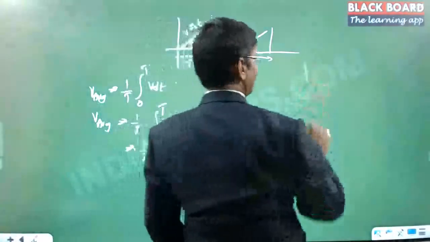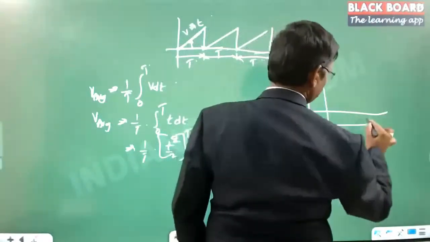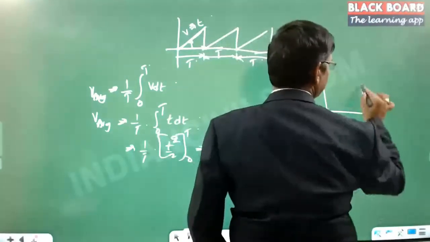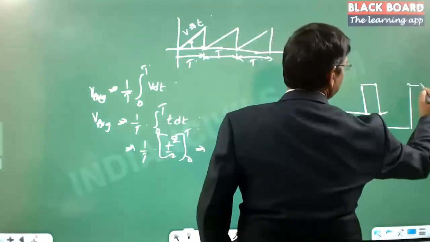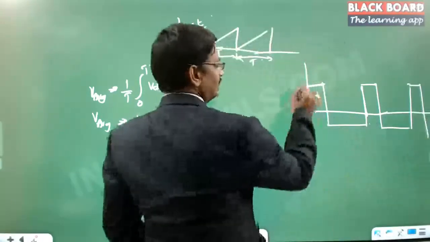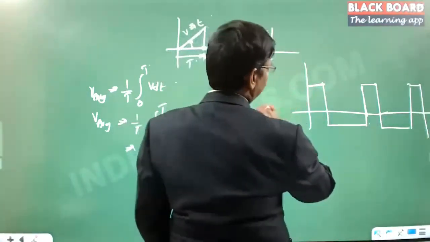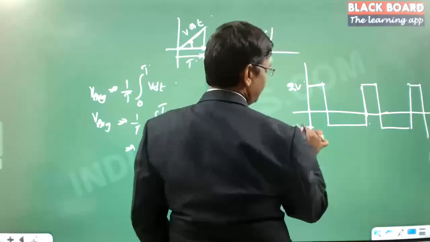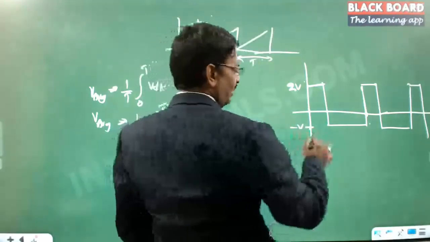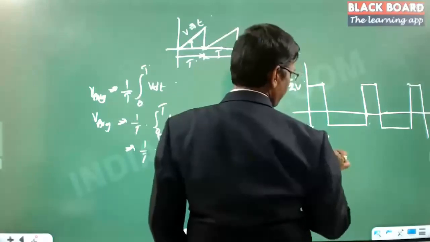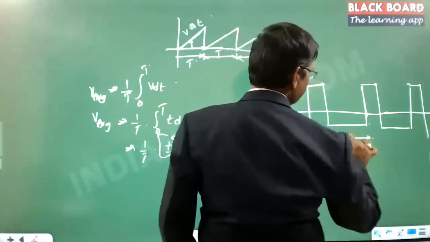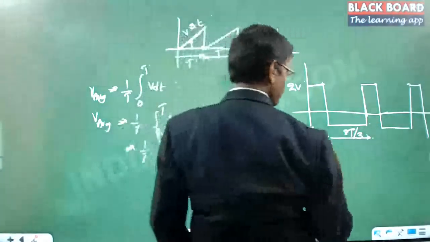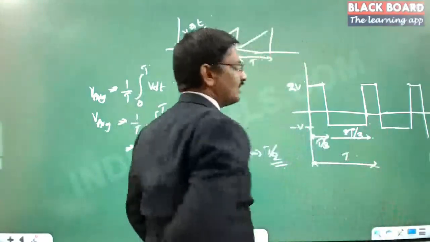Now, if I give one more waveform, let us take this kind of waveform, which is repetitive in nature, so this waveform continues like this. Let us say this level is 2V and this level is minus V. The high part lasts T by 3 and the low part lasts 2T by 3, and the entire period is capital T. Now you calculate the average value for this one.